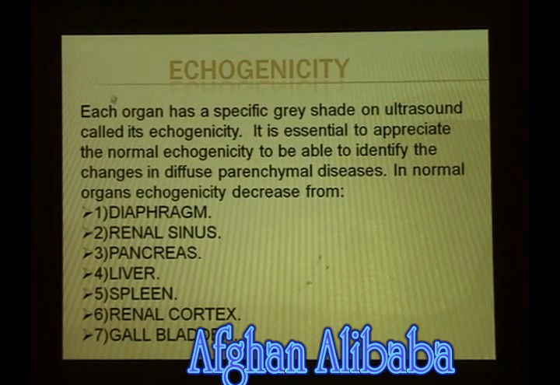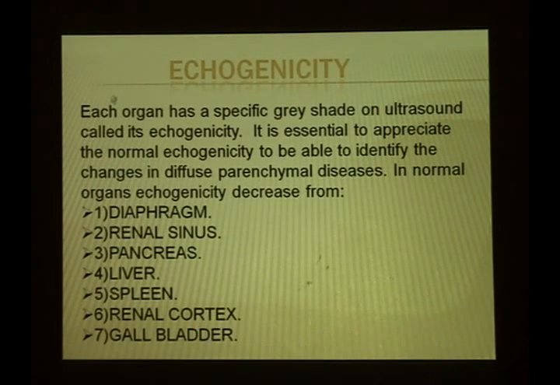Next is the echogenicity. Long before, about 50-60 years ago, when ultrasound was invented, it was only used for obstetrical ultrasounds, but now it is used to look at various focal and diffuse lesions in all the structures and organs. And every organ on ultrasound has a specific grey shade.